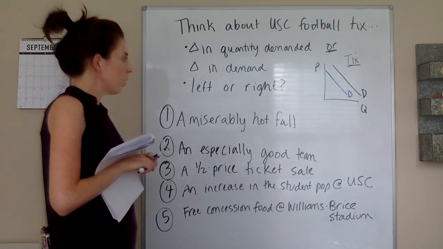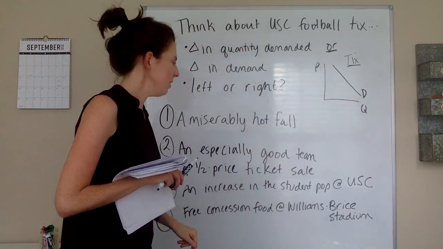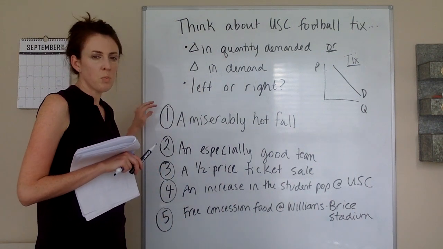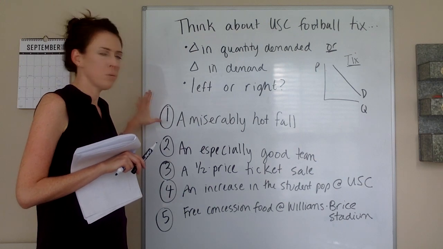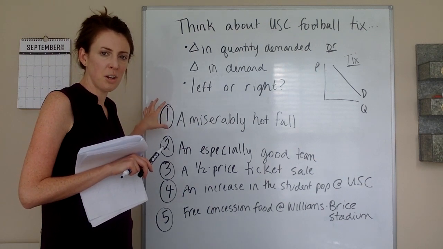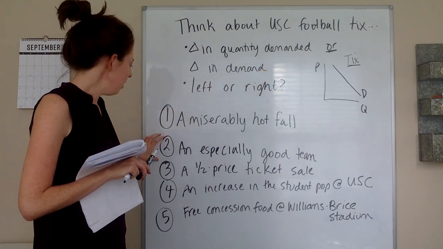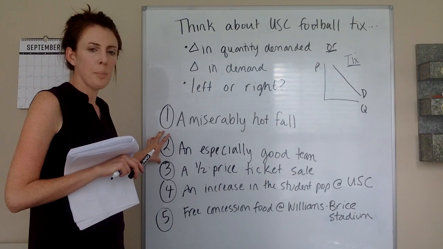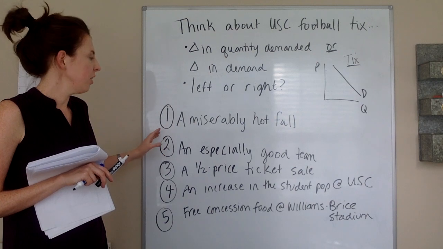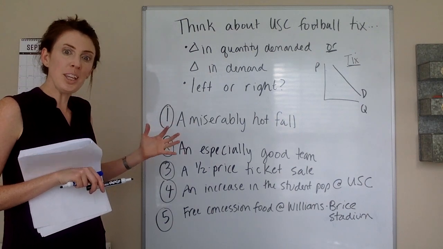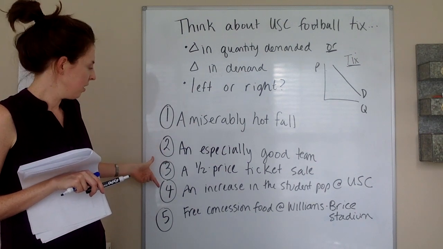Scenario number 1 is what would happen to the demand for USC football tickets if we experienced a miserably hot fall. So if the weather was really bad and it's going to be super, super steamy outside and uncomfortable to go to the games, then what would happen in the demand world? Scenario number 2 is what would happen if we just had an especially good team. So some year, we're not just kind of good, we're really, really good. So if the team is really good one season, then what would happen to the demand?